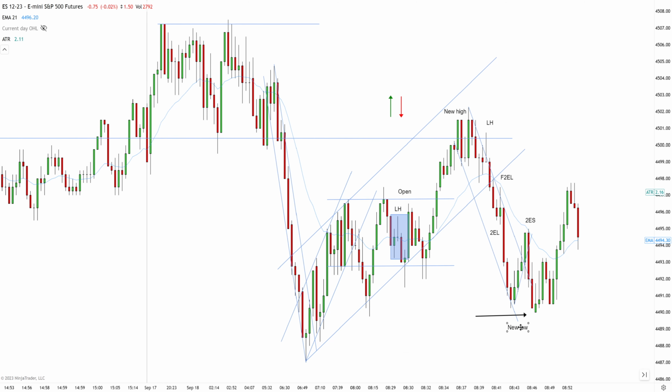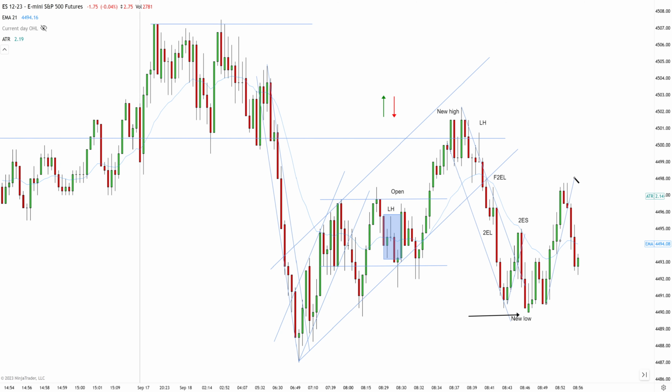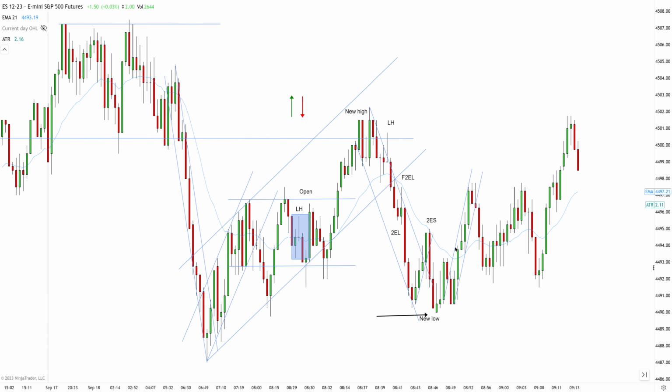So we have a new extreme, downtrend played out. And right now, what is the bias? Ask yourself, what is the bias? Well, you cannot really tell.